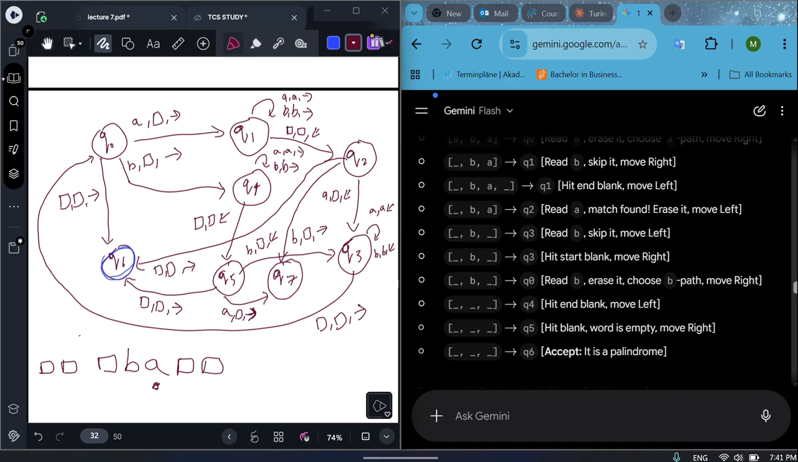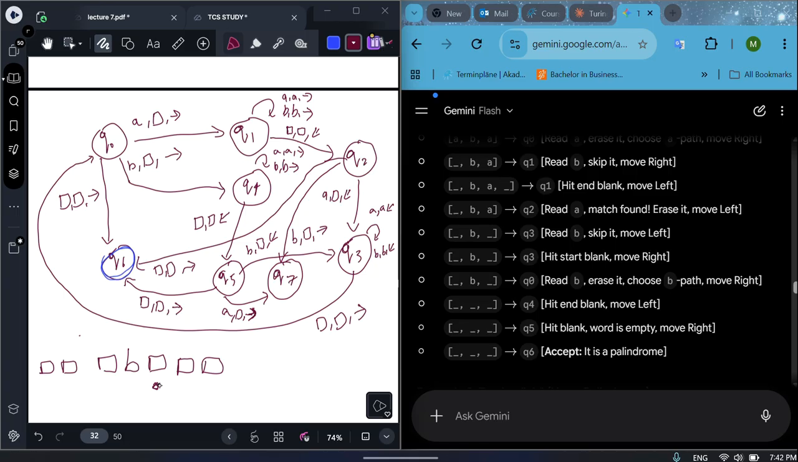It reads A, it match found. So it says, oh, my match is found. Erase it, because it found the match. In Q2, it erases it and moves to the left, just like this rule we have here. And the tape head moves left. Now read a B, skip it, move left. It doesn't matter what you read, keep moving left in Q3.